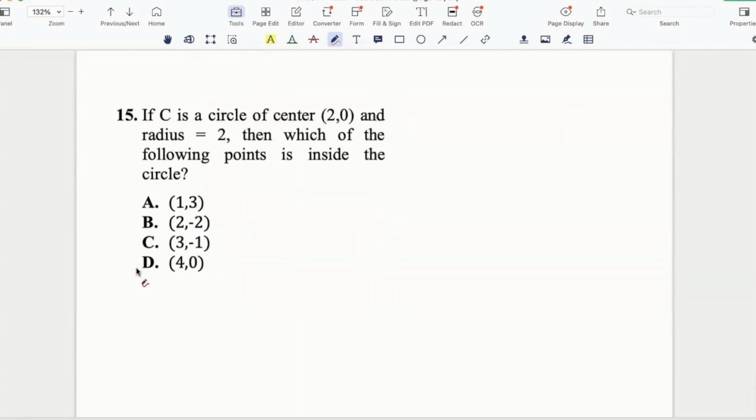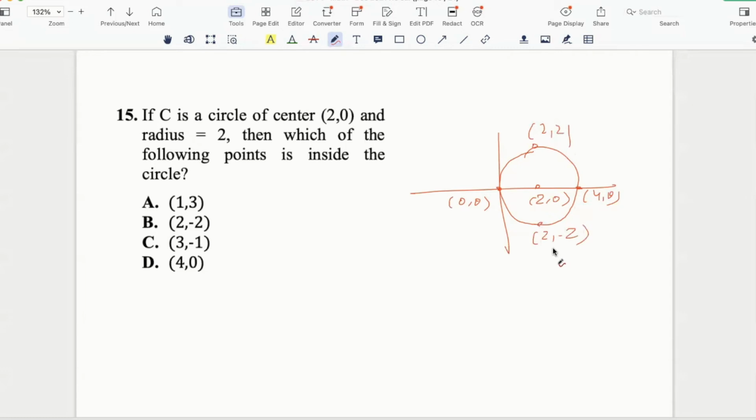If C is a circle of center (2, 0) and radius 2, then which of the following points is inside the circle? Okay, so let's first do it graphically. So (2, 0) and radius is 2. So this is how the circle will look. This point is (0, 0). This point is (4, 0). This is (2, 2), and this point is (2, -2). Which of the points is inside the circle?